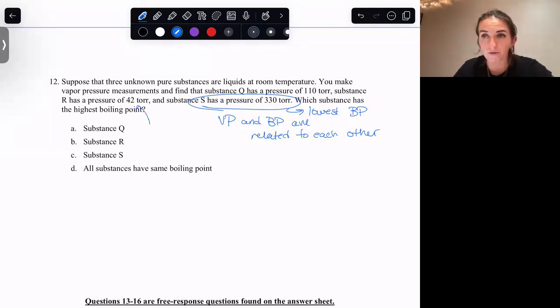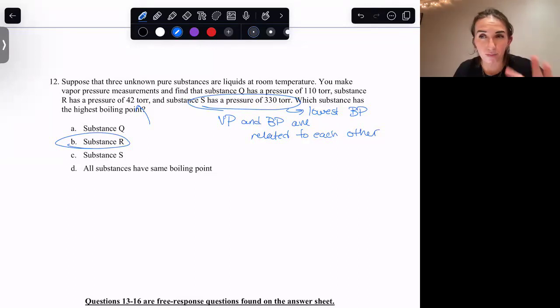But for 42, this one is saying that you have really low vapor pressure, which means it's harder for the substance to escape into the gaseous phase because your boiling point is higher, probably due to IMFs, probably due to size, right? Other factors that we've talked about. So the thing with the lowest vapor pressure has the highest boiling point because it's the hardest to escape into the gaseous phase. So in this case, it's R.